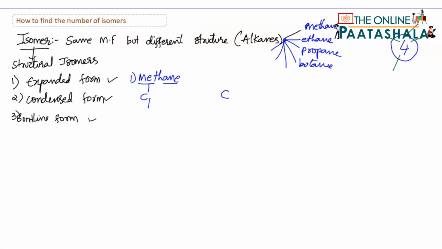So here carbon is there, methane, surrounded with 4 bonds. Here it is balanced with hydrogen. I am writing hydrogen. This is the expanded form. If you go with the condensed form, you are condensing all these, so CH4 is the condensed form.